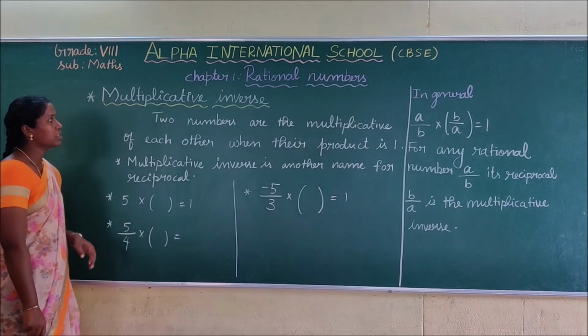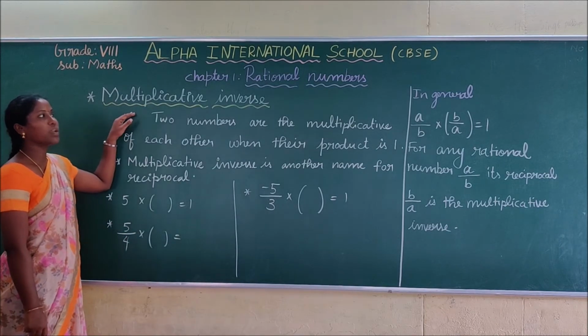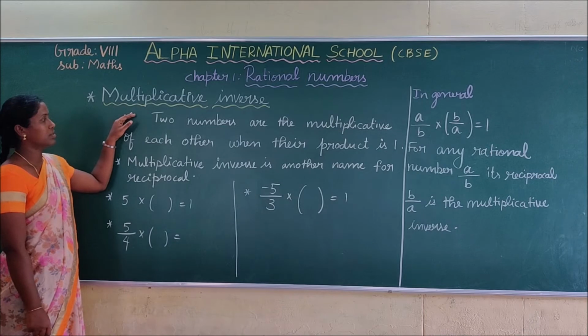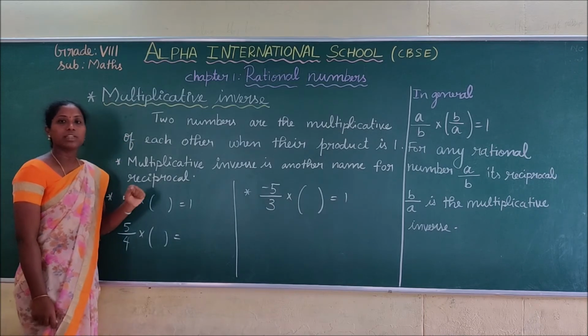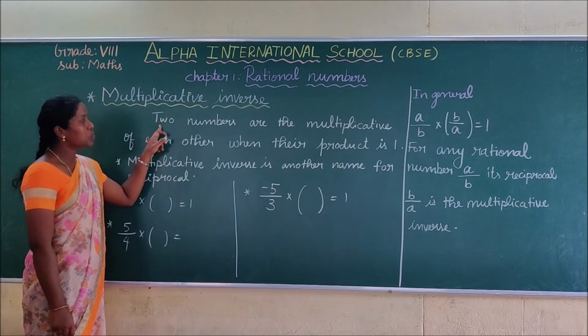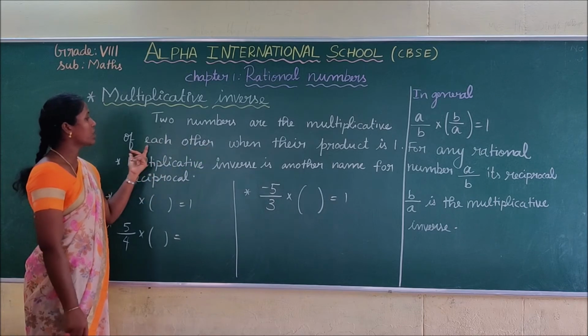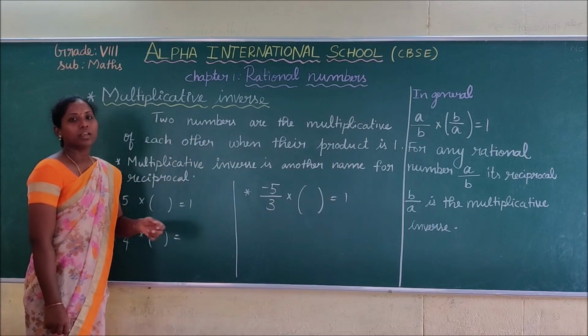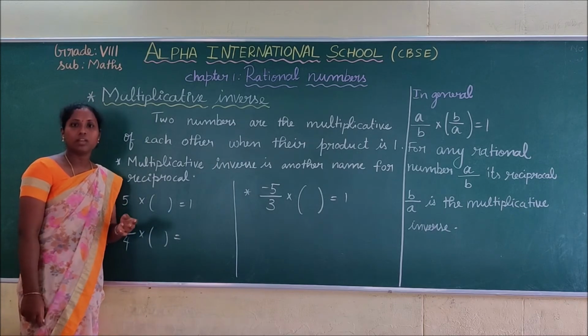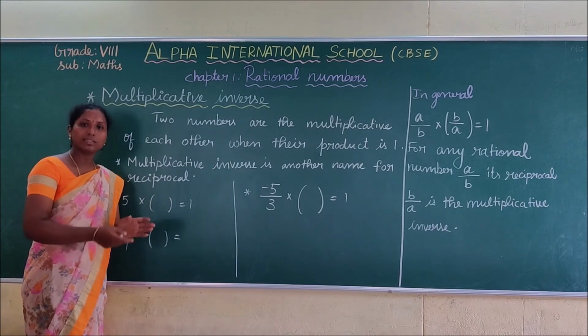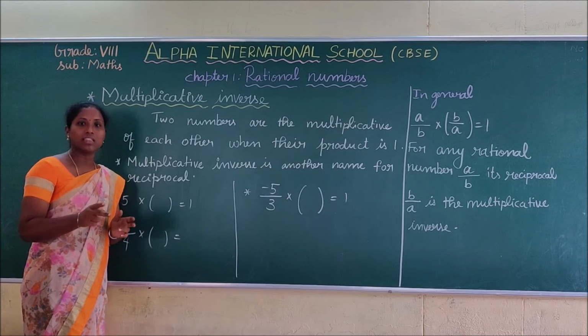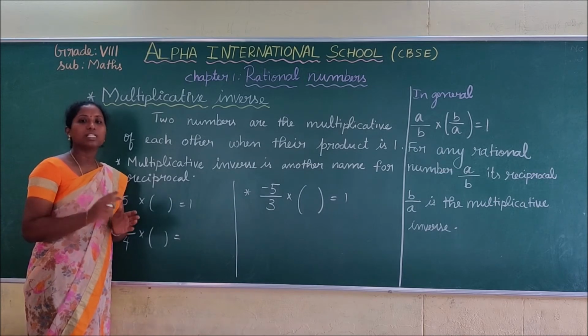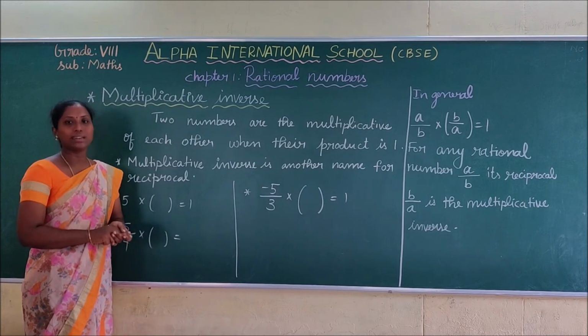Now we are going to see about the multiplicative inverse for rational numbers. So what is meant by multiplicative inverse? Two numbers are the multiplicative inverse of each other when their product is 1. If you are multiplying any two numbers, and the product result is 1, then we can say that the two numbers are multiplicative inverses of each other.